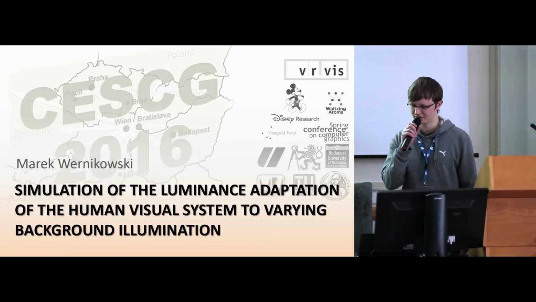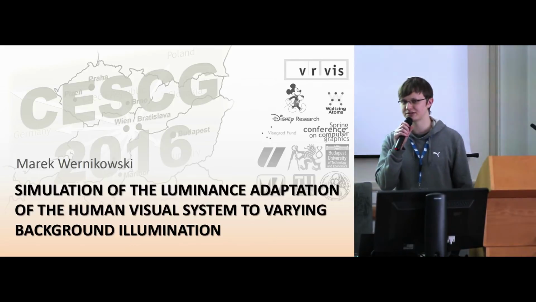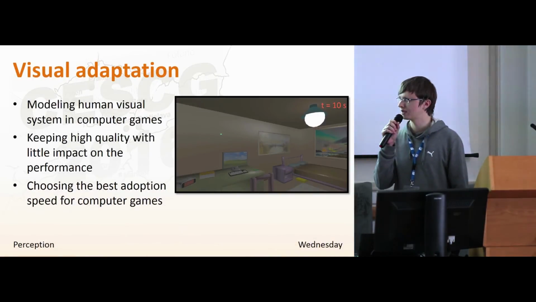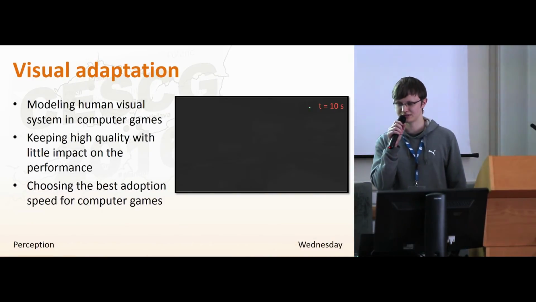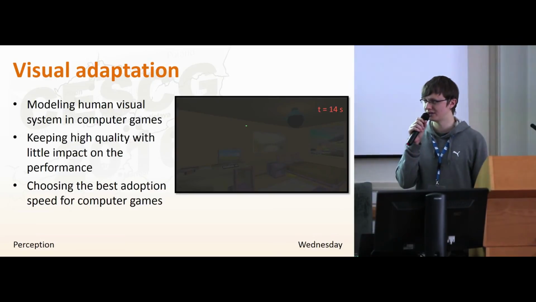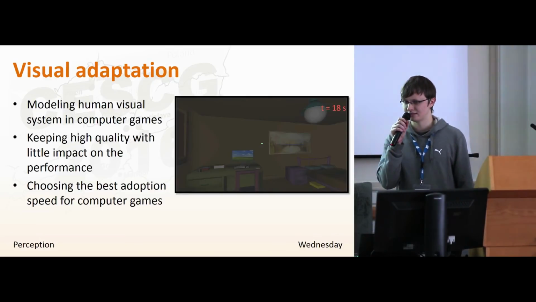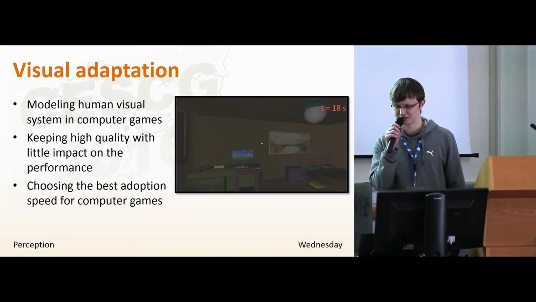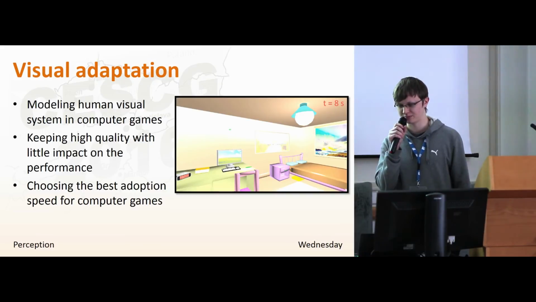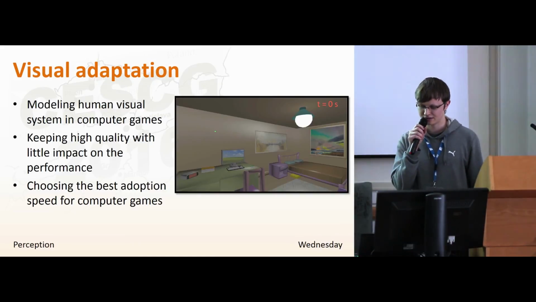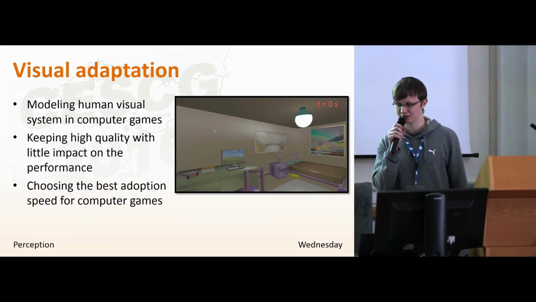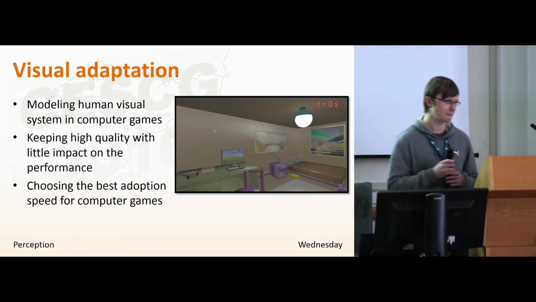I'm Marek Wronkowski from West Pomeranian University of Technology, and I'm going to talk about simulation and visual adaptation. Visual adaptation is a great way of improving the immersion in computer games, however it is very hard to really program in real-time generated computer games. So we are trying to find out if using very complex models is really needed.